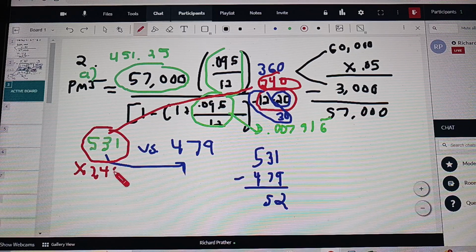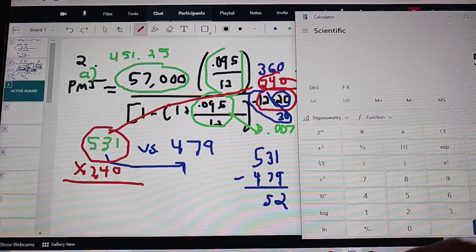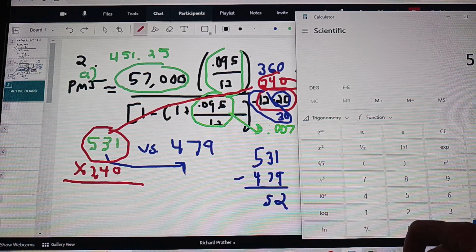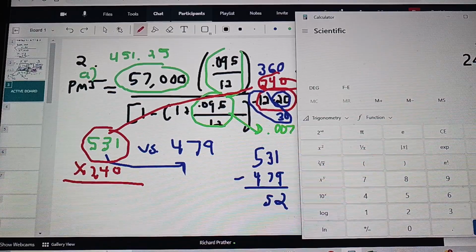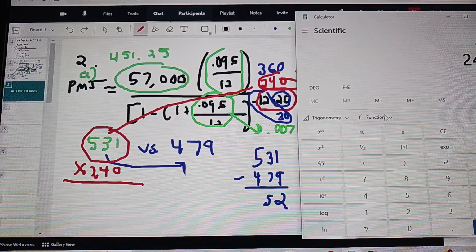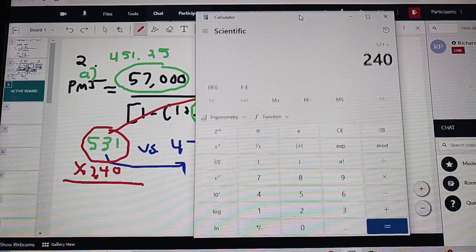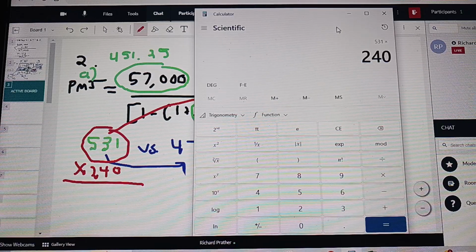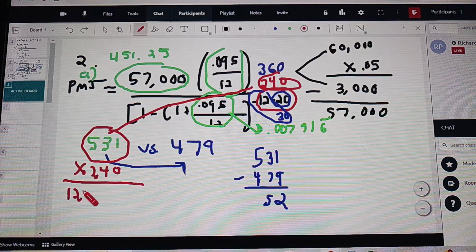And this will be how much you'll actually pay for it in the long run out of the $57,000. So you're going to pay 531 every month for 20 years. That'll be 240 payments. 531 times 240. You'll actually, for this $57,000 loan, you'll end up paying $127,440. Again, more than double.